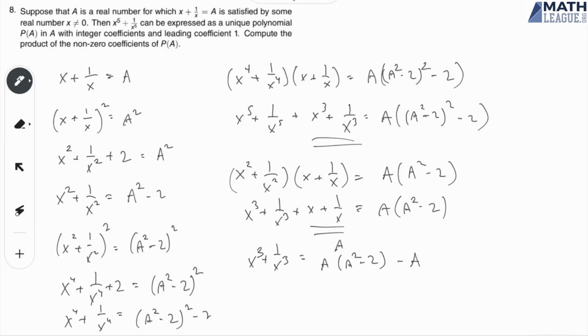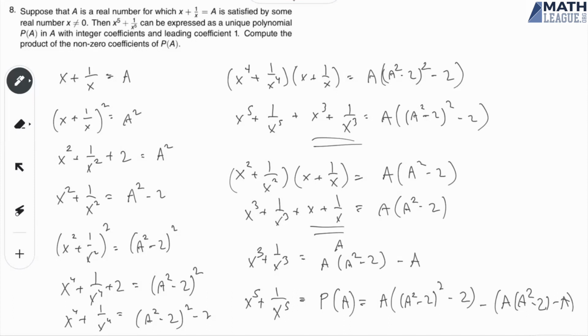And so just plugging things back in, we get x to the fifth plus 1 over x to the fifth, which is P of A, is A times A squared minus 2 quantity squared minus 2, minus quantity A times A squared minus 2 minus A. And simplifying things, we get A times A to the fourth minus 4A squared plus 4 minus 2, minus A cubed minus 2A minus A.